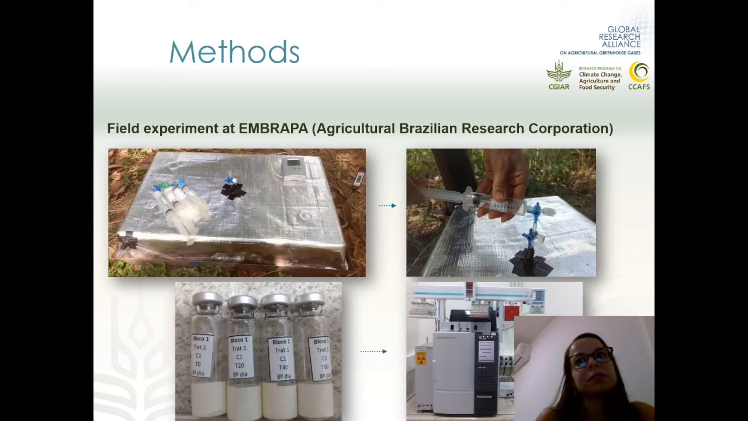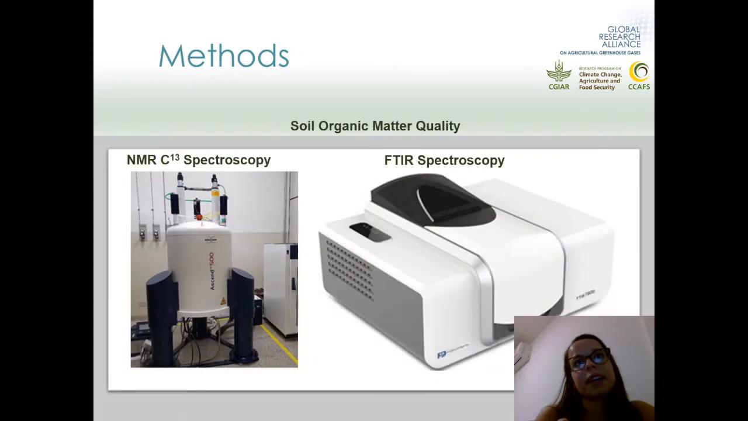The gas from the soil will be assessed by the static chamber methodology, where we bury the bases of the chamber and close it with the top. Then with a syringe, we take the samples and analyze them in a gas chromatograph. Then we can get the flux, and then we can calculate the accumulated emission in the period. The soil organic matter quality will be analyzed by carbon-13 nuclear magnetic resonance spectroscopy and Fourier transform infrared spectroscopy, with which we can see the functional groups of the molecules.